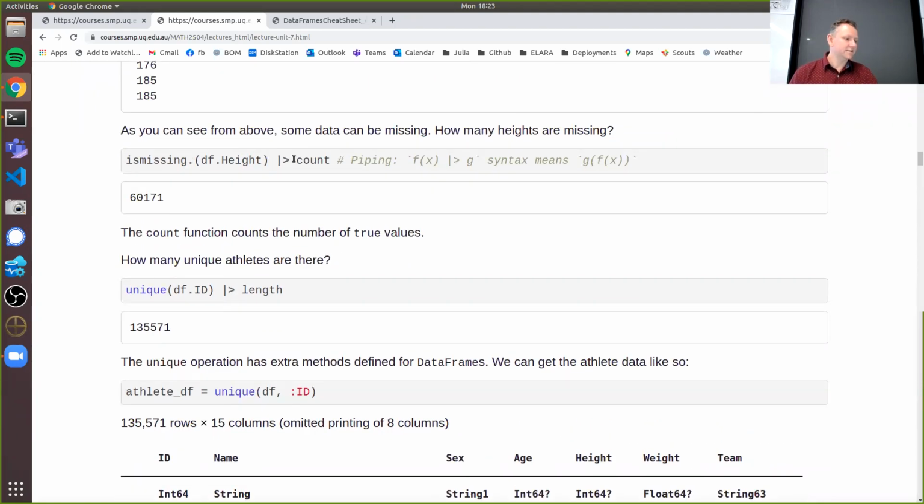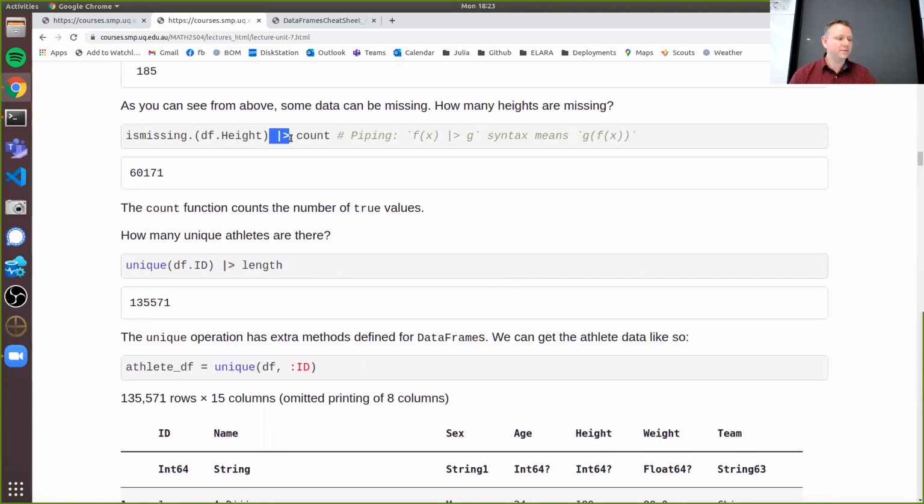So the count function just returns and counts the number of trues. So how many of these is missing? Have you seen this piping operator before? I don't know if Paul demonstrated it. This basically just takes the output of this thing and pipes it into that function and then evaluates that function and returns it. So it's just syntax sugar for that.